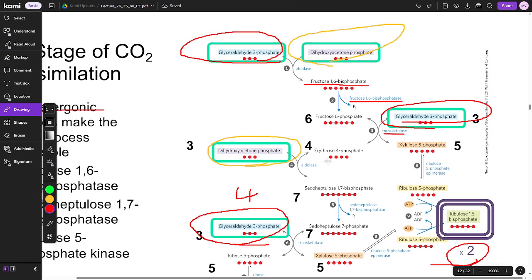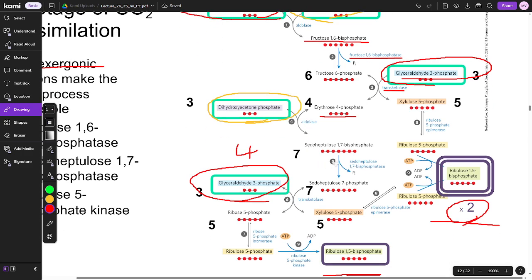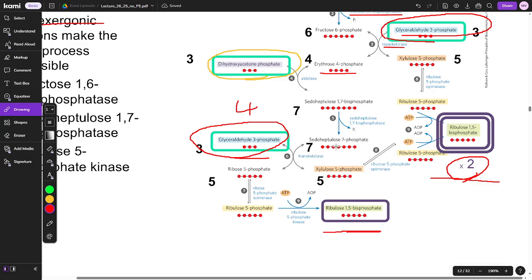Now, coming back to this erythrose 4-phosphate that we just made. Now what we're going to do is take our dihydroxyacetone phosphate and add our enzyme aldolase to make sedoheptulose 1,7-bisphosphate, which is a 7-carbon sugar. And from this 7-carbon sugar, we can take another glyceraldehyde 3-phosphate with the transketolase, and then we make from that a ribose 5-phosphate and a xylulose 5-phosphate. So notice how we have a 7 and a 3 carbon, and we make 2 5s out of that.